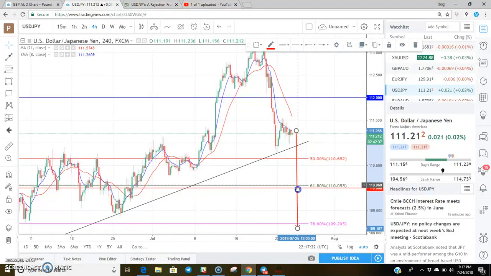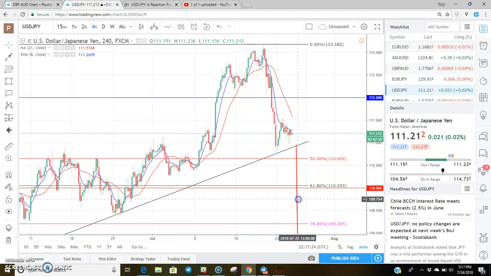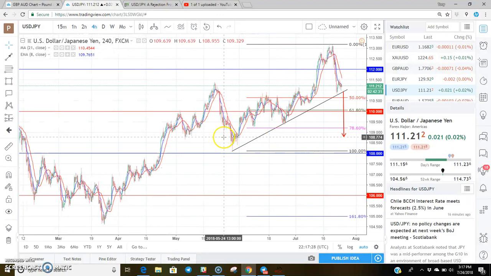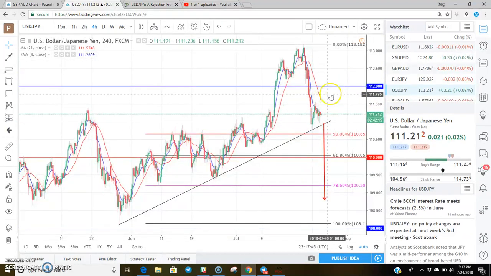Just to be safe, if we get a nice break to the downside, you can go ahead and mark the level which will also coincide with the lows over here. So 108,800 would be a safe bet that price will hit if it breaks from this ascending trend line.